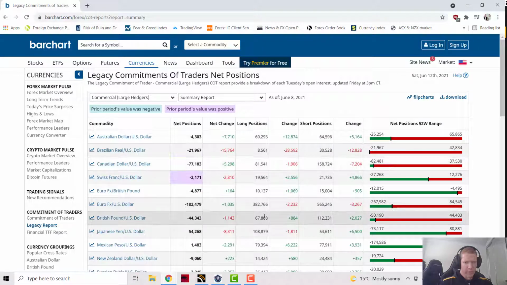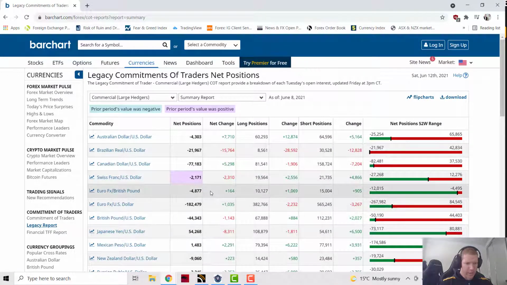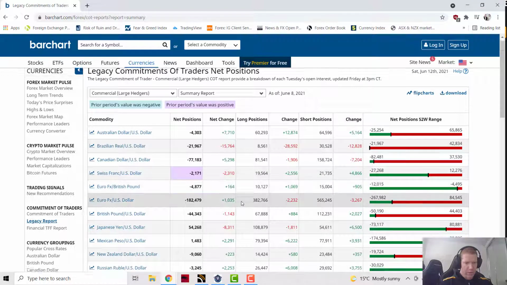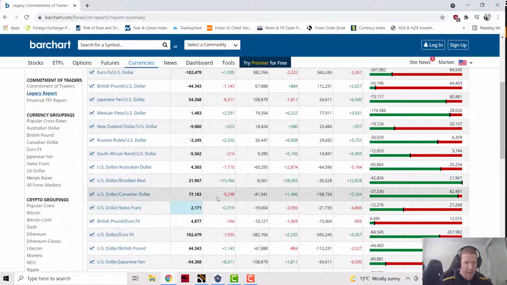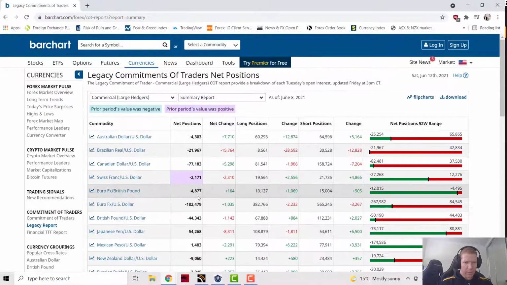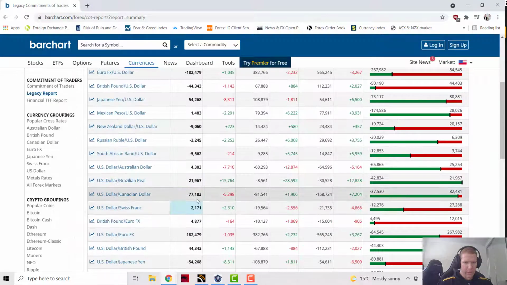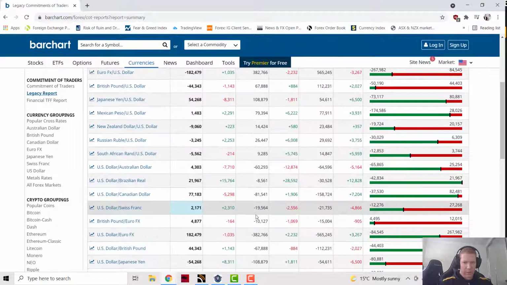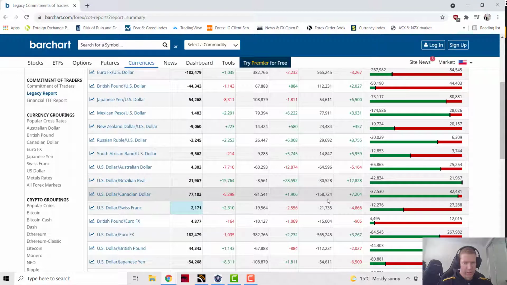So look at a summary report. Here we go. That's what I had. So we've got back down to the CAD. So here we go. So we've got net positions of 77,183, long positions, 81 short, so that's what we're going to watch. So it's pretty skewed towards the short bias here for now.